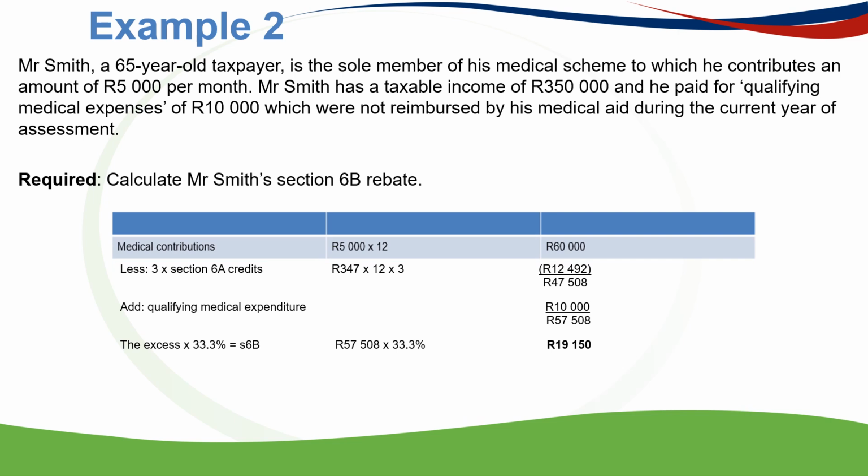So we know we start off again with the medical contributions, which were 5,000 Rand times 12, giving us 60,000 Rand. And from there we must deduct 3 times the section 6A tax credits. So it's 347 Rand times 12 months times 3. We use 3 here now because Mr. Smith is 65 or older. So the 3 applies here, not the 4 as in the previous example.